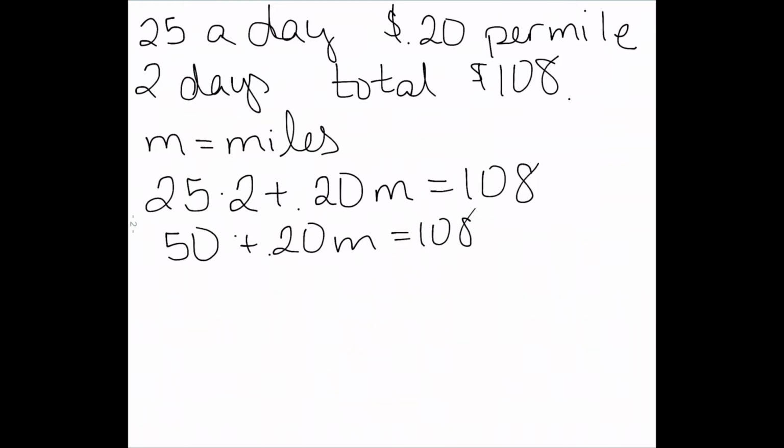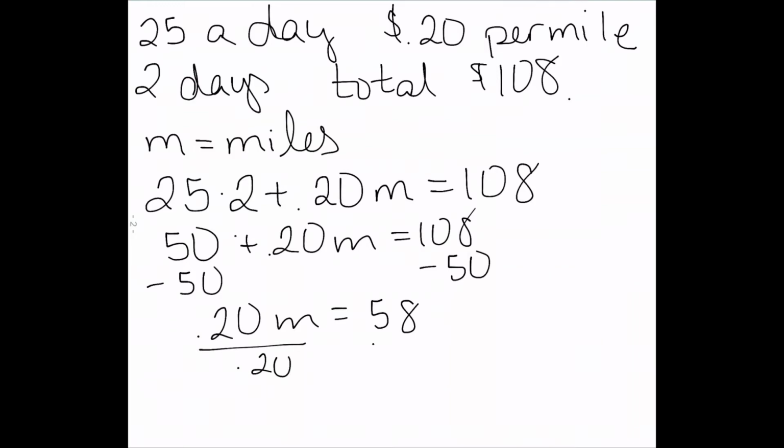We can then subtract 50 from both sides. That gives me that 0.20 M is equal to 58. And then we can divide both sides by that 20 cents. So in these 2 days, we drove 290 miles.